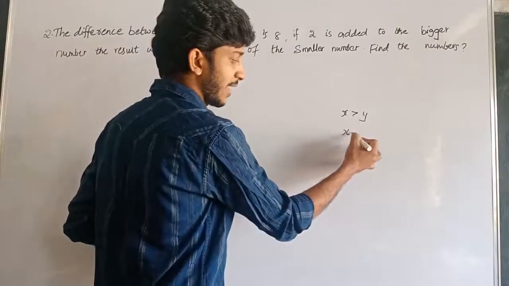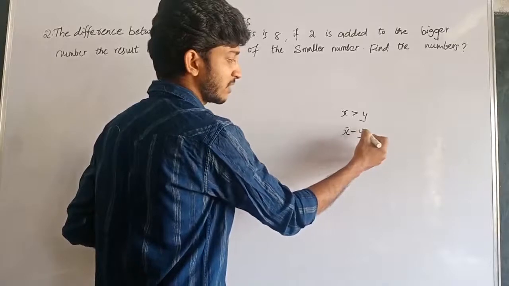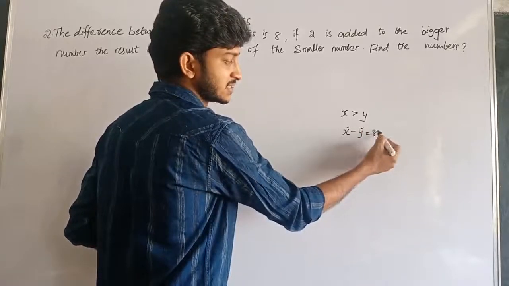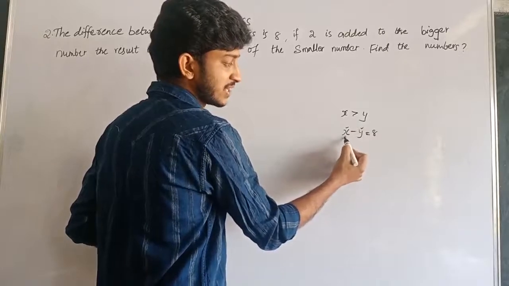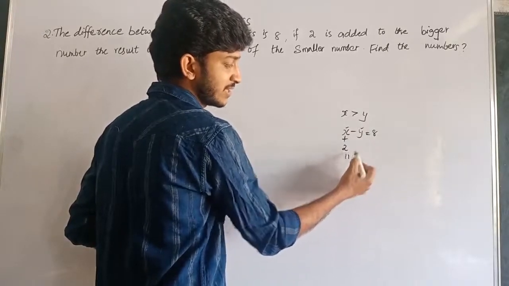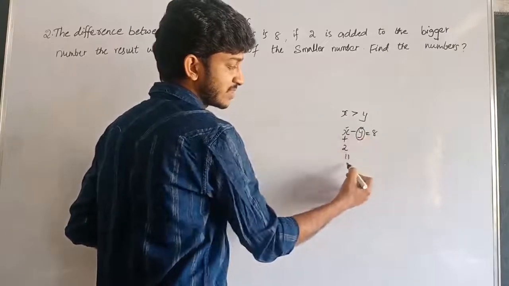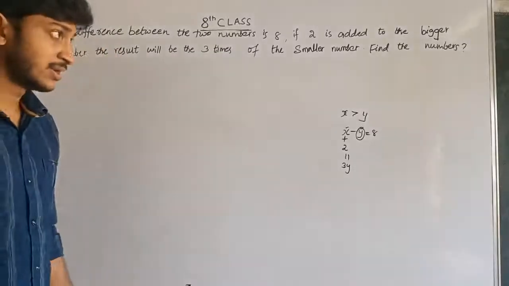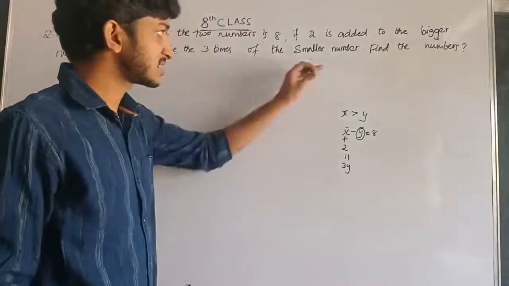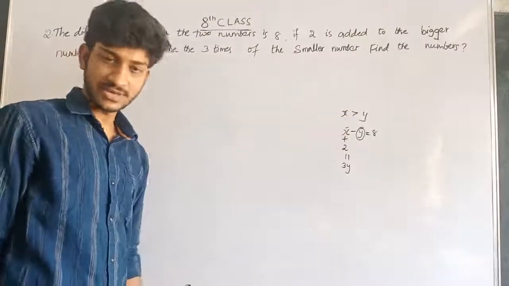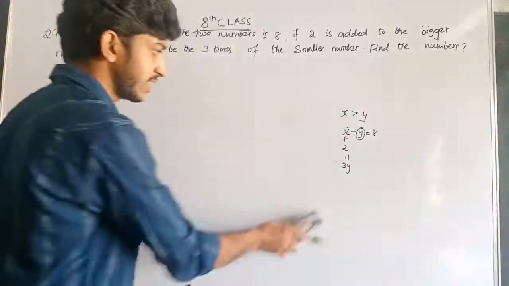Here x minus y, where x is one number and y is another number. x minus y equals how much? The difference is 8. If 2 is added to the largest number, then the result will be 3 times the smallest number, that is 3 into y. He is asking us to find the numbers, so we have to find both numbers.